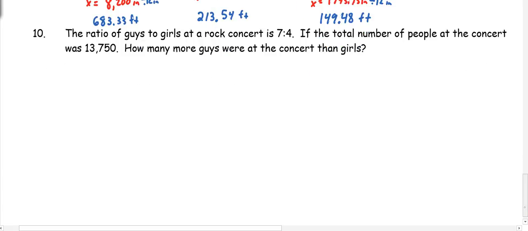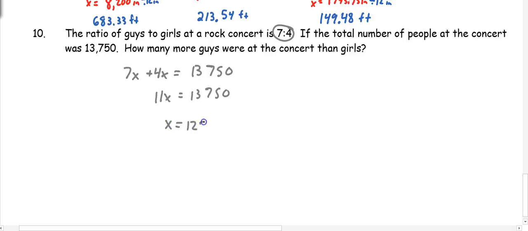Number 10, the ratio of guys to girls at the rock concert is 7 to 4. If there are a total of 13,750 people, how many more guys were there than girls at the concert? So we're going to take this ratio and we're going to put an x with each of those. So we have 7x plus 4x equals the total number of people that were at the concert. So we get 11x. And when we divide, we get x is 1,250.